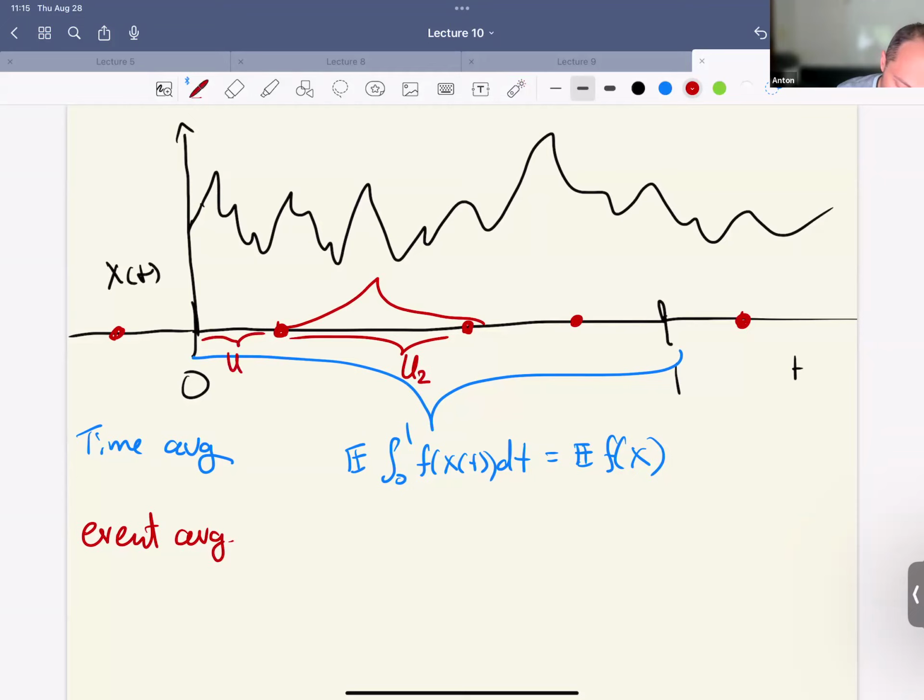This is the inter-arrival time U1. This is the inter-arrival time U3. This is the inter-arrival time U4. So the inter-arrivals are the time between the events.